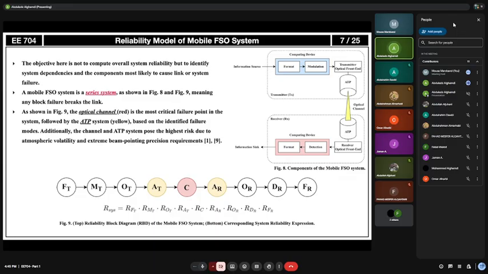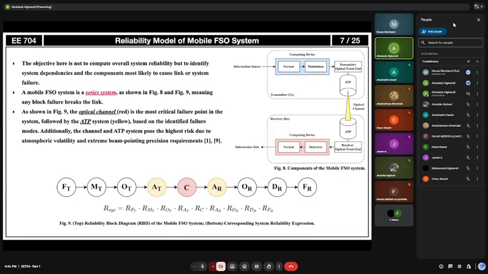As you can see here in the diagram, first of all, this diagram starts with the FT, which stands for format block at the transmitter, then MT for the modulation block at the transmitter, OT for the optical front end at the transmitter, AT for the ATB system at the transmitter, and C for the channel, and also the same thing for the receiver.